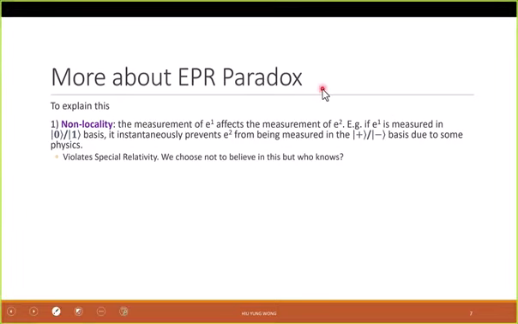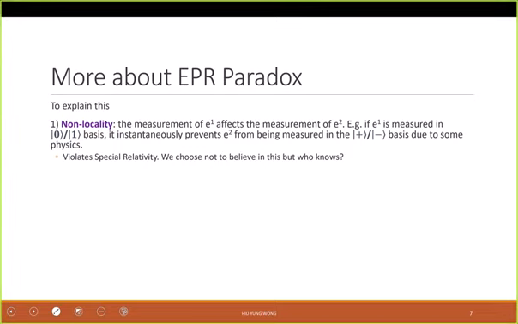It then prevents electron 2 from being measured in the plus-minus basis. Okay, it has some mechanism, then the measurement becomes invalid. This is possible, right? So this is one explanation.